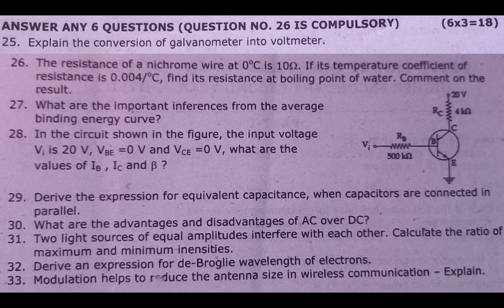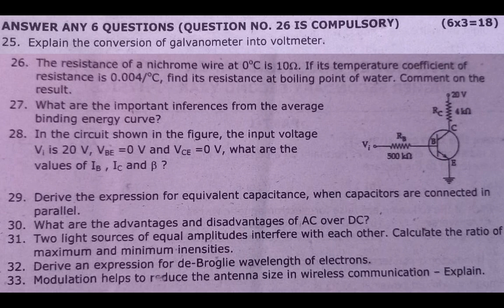Question number 29. Derive the expression for equivalent capacitance when capacitors are connected in parallel. Question number 30. What are the advantages and disadvantages of AC over DC? Question number 31. Two light sources of equal amplitudes interfere with each other. Calculate the ratio of maximum and minimum intensities.